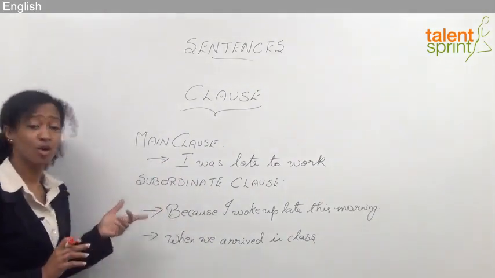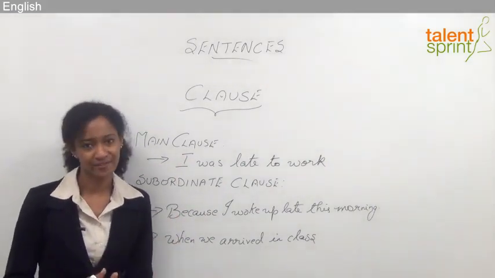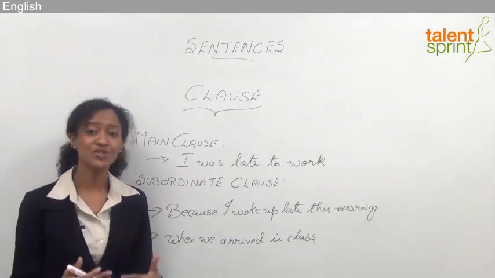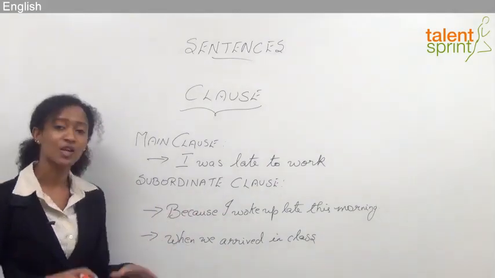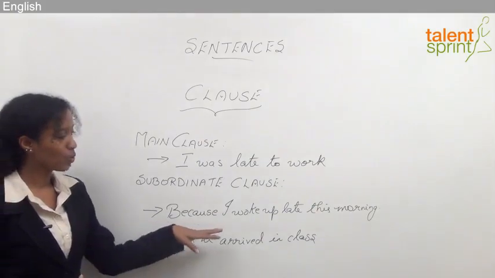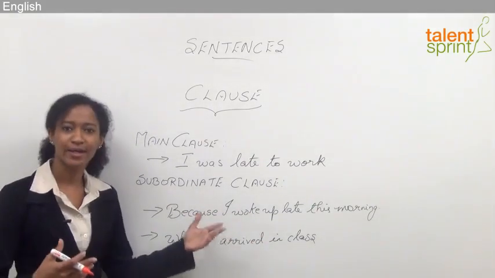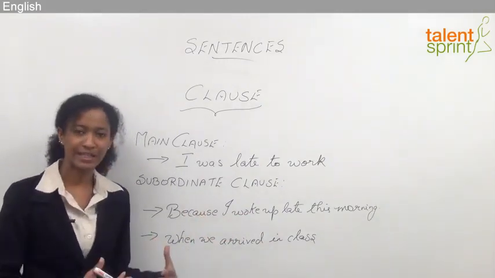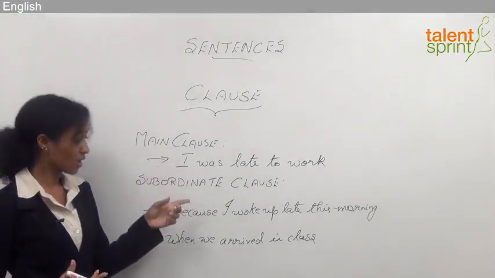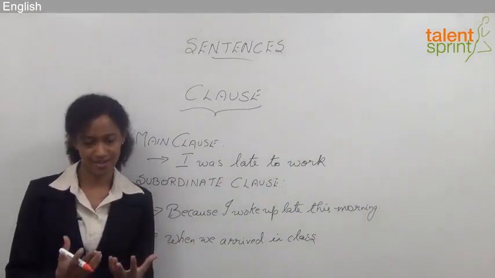Let's look at the subordinate clause, otherwise called the dependent clause. The name itself speaks for itself. It is a dependent clause, which means it cannot stand on its own. It has to depend on a main clause to make the meaning complete. So let's take a look at this example. Because I woke up late this morning, it hangs by itself. It's incomplete. The thought is incomplete. But if I join this to a main clause: because I woke up late this morning, I was late to work. Now the thought is complete.